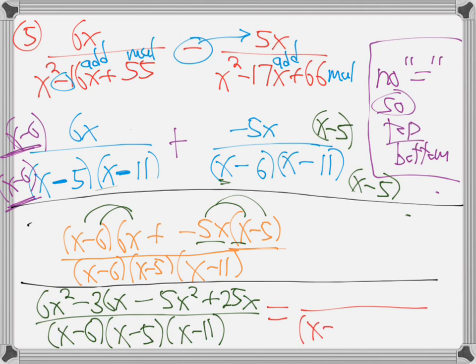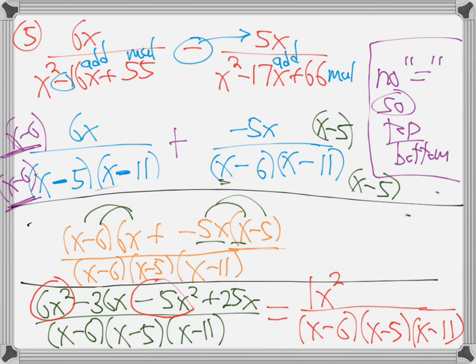Okay, we're almost there. The bottom doesn't change. I just keep recopying it, huh? We're done with the bottom once we reach common denominator. Now let's gather like terms in the top. 6x squared minus 5x squared is 1x squared. And then minus 36x plus 25, is that what, minus 11? Done. Not easy at all, huh?